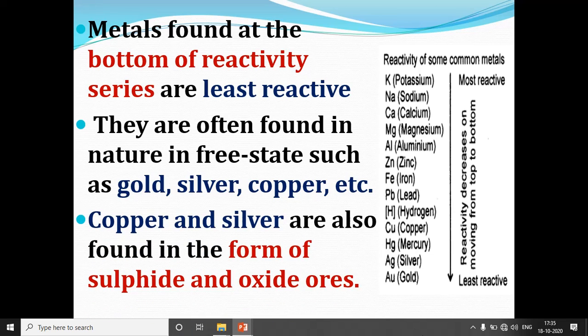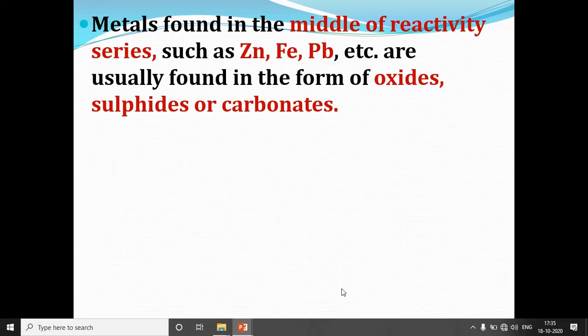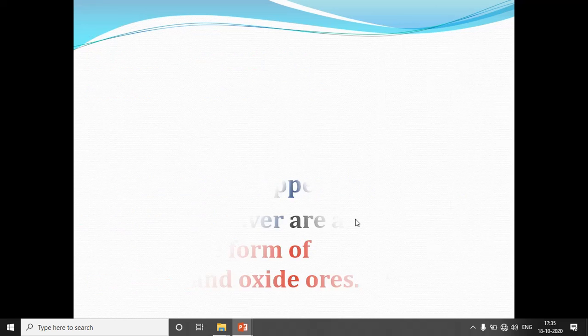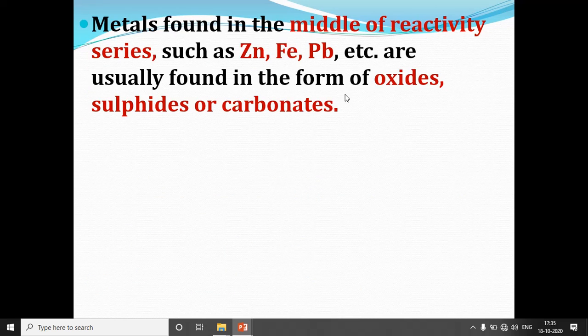Copper and silver are also found in the form of sulfide and oxide ores. Now, metals found in the middle of the reactivity series, such as you can see here, zinc, iron, lead, hydrogen. They are found in the form of oxides, sulfides or carbonates. So they exist in three forms: oxide ores, sulfide ores or carbonate ores.